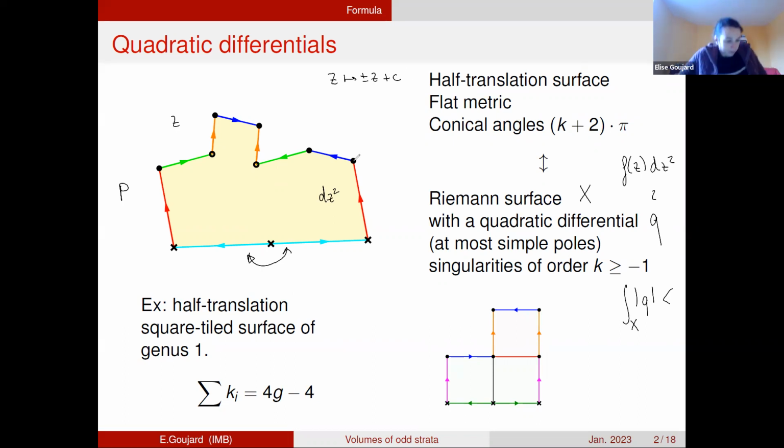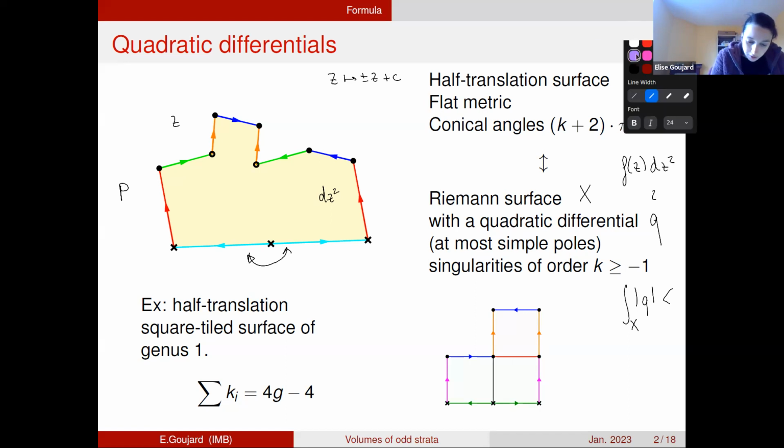So what are these singular points? They are singularities of the differential of order k. You can see that these singularities correspond to conical angles of the flat metric induced by this quadratic differential. Let me work on this example to show you. Here at the vertices of the polygon, you may have some singularities of the flat metric, which is just the Euclidean metric induced from this drawing on the Euclidean plane.